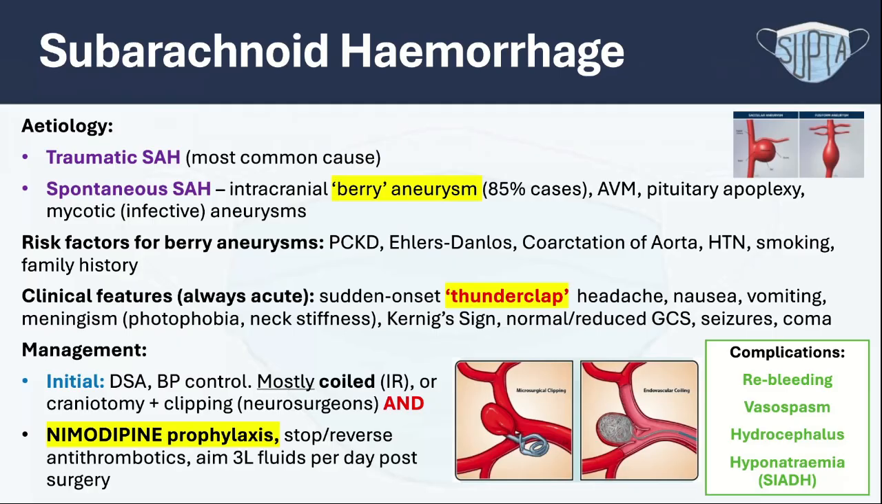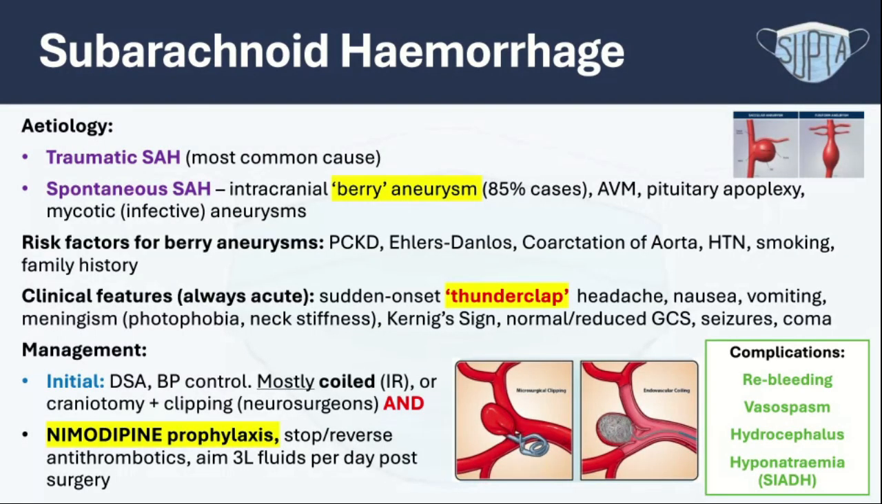Other important aspects of management: we stop or reverse the antithrombotics where relevant, and the aim is to maintain euvolemia, of course, meaning normal circulating volume, rather than letting the patient become dry or overfilled. So the aim is generally around 3 liters of fluid per day post-surgery. The specific fluid targets can differ by local protocols, so always check this, but the key principle here is adequate hydration without hypervolemia.